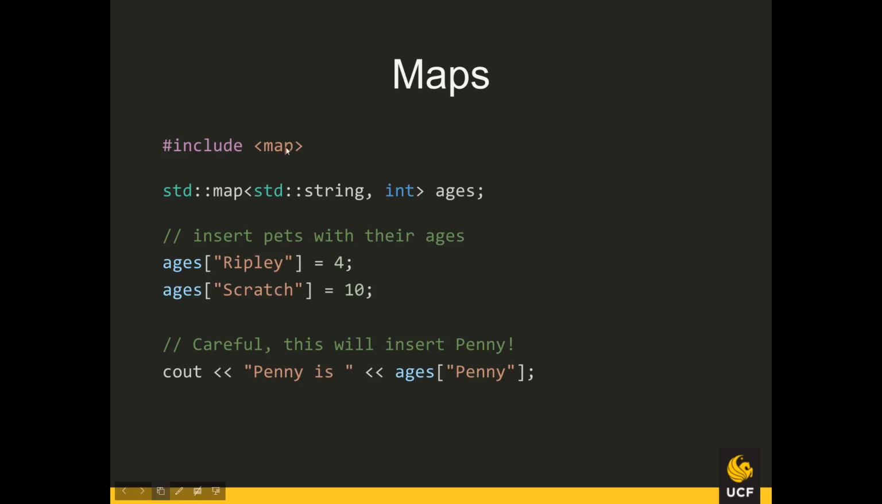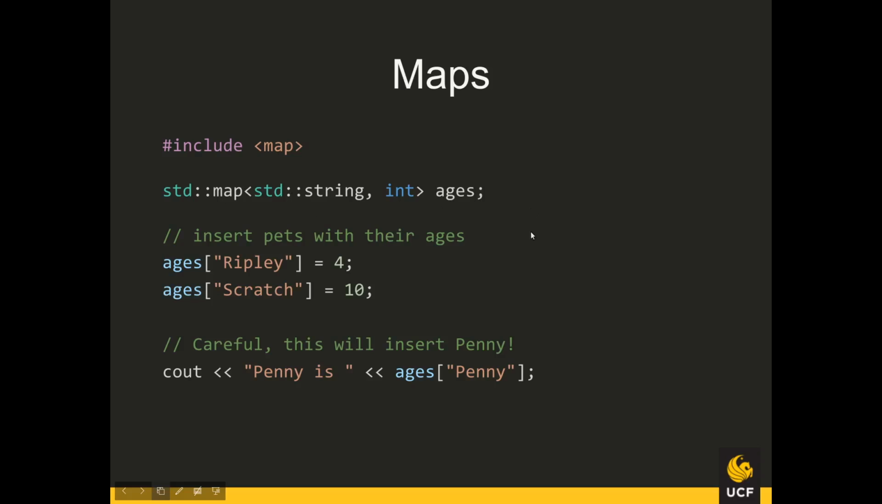So again, the header file for map is just map. If it was unordered map, it would be unordered underscore map. Other than that, and the name of the type, everything I'm going to talk about here, the syntax is identical for both. We're going to start.